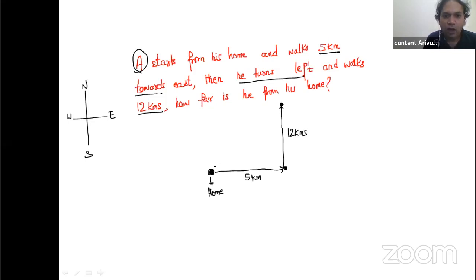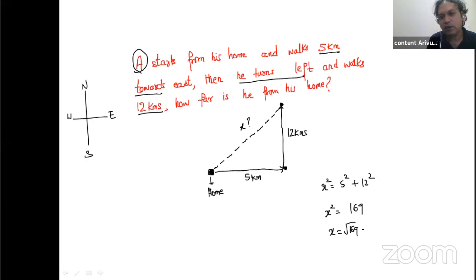Now, how far is he from his home means the shortest distance. The answer is not 17. The answer is always the shortest distance. So this we have to find out. We know x square is equal to 5 square plus 12 square. X square equals 169. X equals root of 169, which is equal to 13. So this is the reason why I have covered Pythagoras theorem for you. It's not that every time you get a question like this, but in case you get one, we should know how to solve this, okay? I hope this point is completely clear.